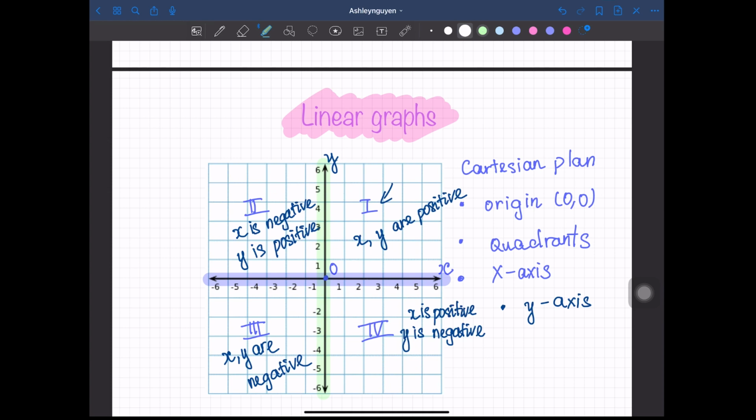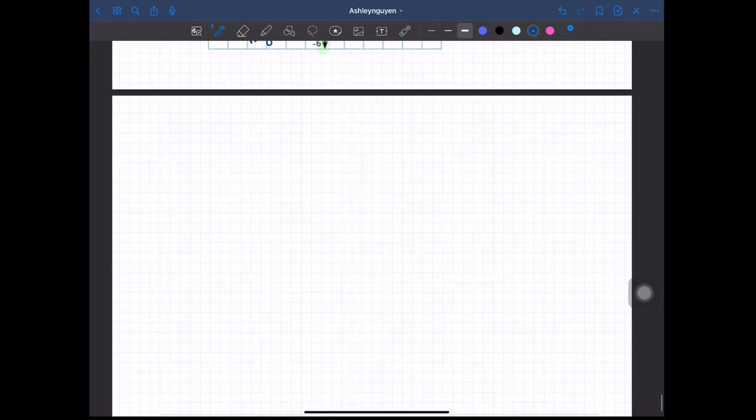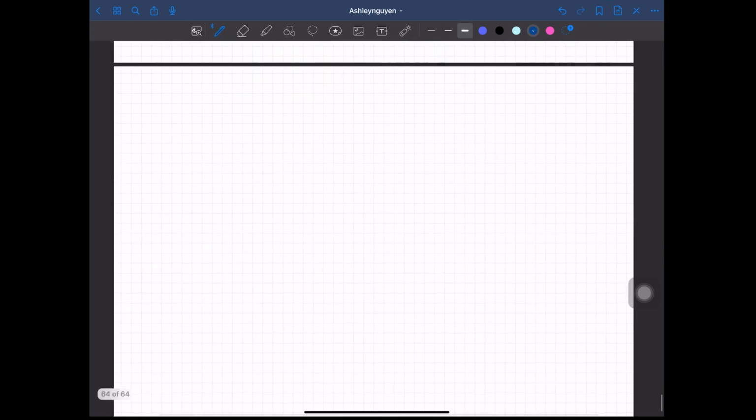So in a Cartesian plane, we have origin, quadrant, x-axis, and y-axis. You need to distinguish the difference between them and be able to identify them on the Cartesian plane to understand linear graph. After that, we will learn about the ordered pair.